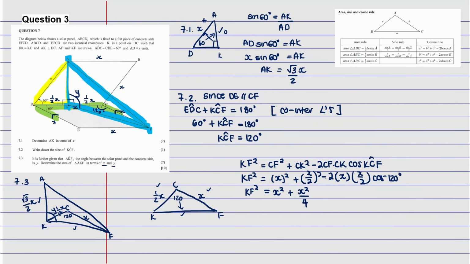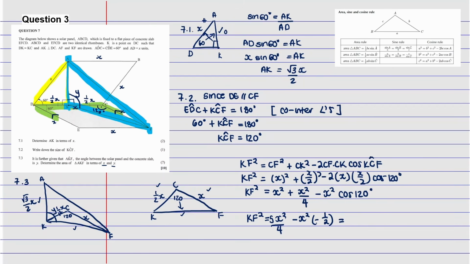Then here's going to be what? The negative 2 multiplied by a half is basically 1, so it's going to be minus X squared times cos 120, right? So let's find cos 120. We're going to say KF squared equals X squared plus 1 over 4, you're going to get 5 X squared divided by 4, right? And this is going to be minus X squared. When you find cos 120, it's going to give you negative 1 over 2, right?